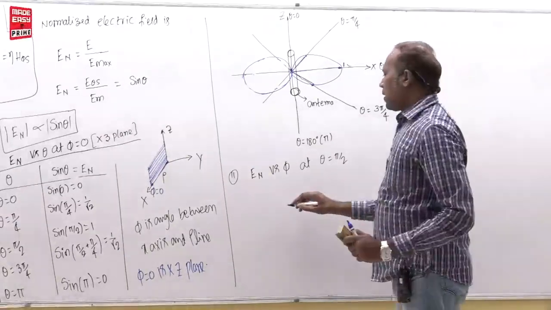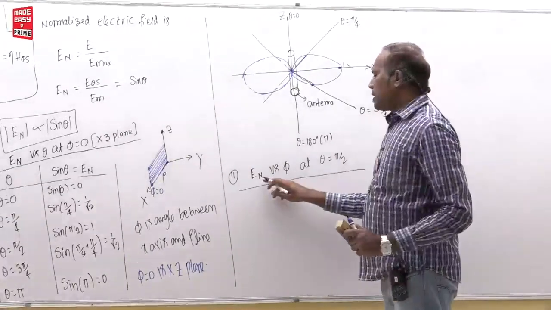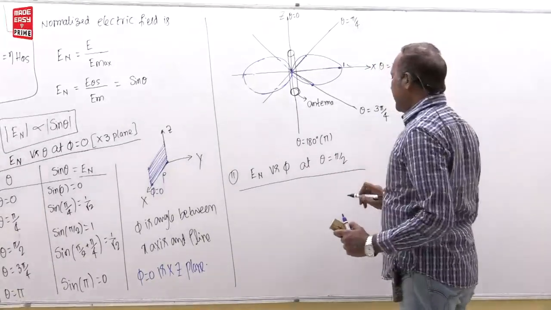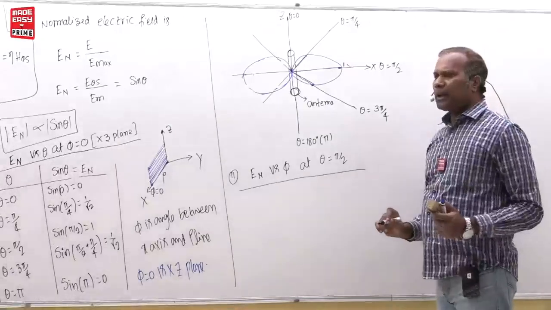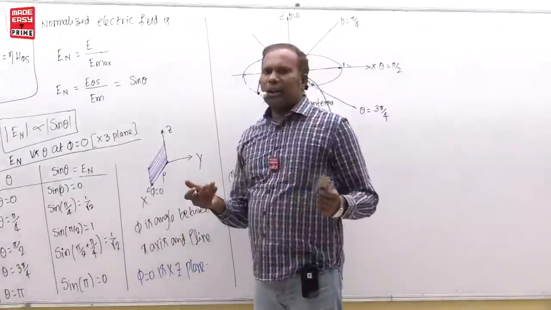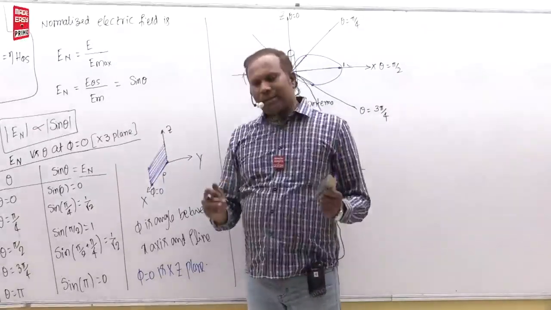We are drawing the normalized electric field plot with respect to the horizontal angle phi at constant theta. But you may ask, sir, here there is no phi at all, then what are you drawing? Yes, that is also what we are drawing.